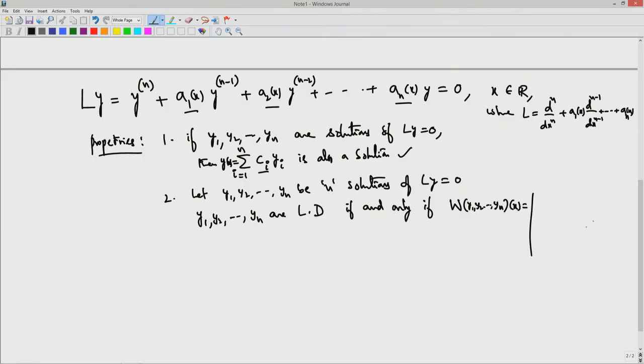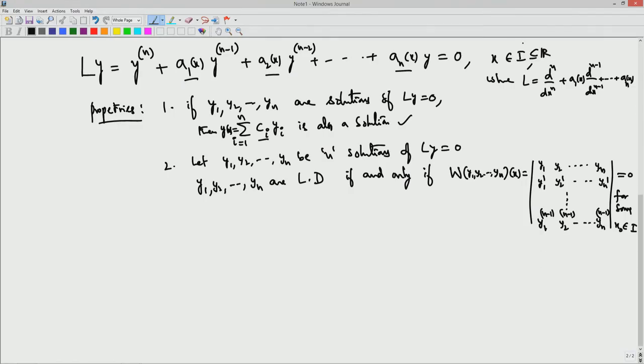This is actually the determinant of a matrix whose first row is y1, y2, ..., yn, then y1 dash, y2 dash, ..., yn dash, and you go like this up to the (n minus 1)th derivatives of y1, y2, ..., yn. So if this is equal to 0 for some x naught belonging to I. If your domain is I, that is part of the real line, this is what you will have.